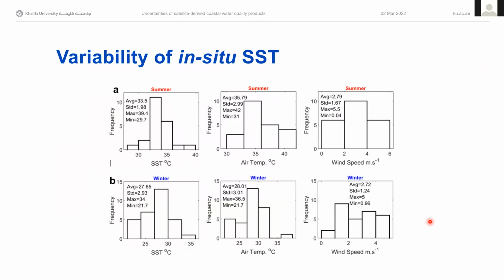Before going to the satellite, first we want to check the variability of the in situ SST in the region, in addition to the change of air temperature and wind speed.